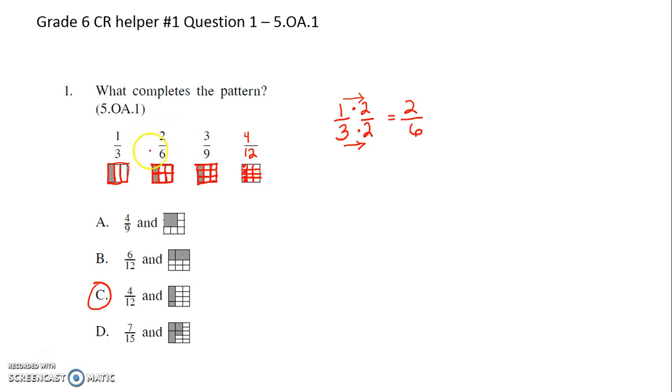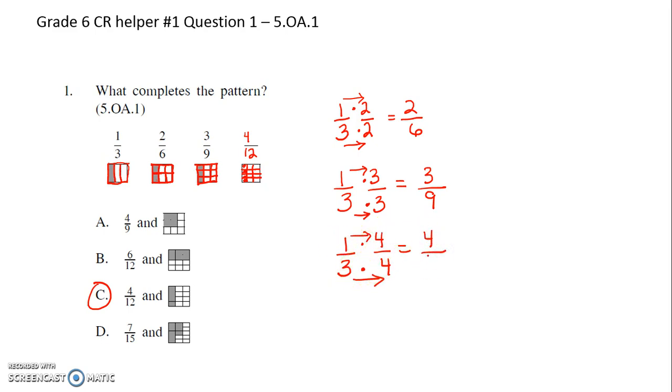So anyway, if I take my 1/3 and I multiply numerator and denominator by 2, straight across the top, straight across the bottom, you get 1 times 2 is 2, 3 times 2 is 6. You get this 2/6. If I take that original 1/3 and now I chose to multiply numerator and denominator by 3, straight across the top, straight across the bottom, 1 times 3 is 3, 3 times 3 is 9. I get that 3/9. And guess what? If I take my original 1/3, that just happens to be this fraction written in simplest form, and I choose to multiply numerator and denominator by 4, straight across the top, straight across the bottom, 1 times 4 is 4, 3 times 4 is 12. There we have our 4/12.